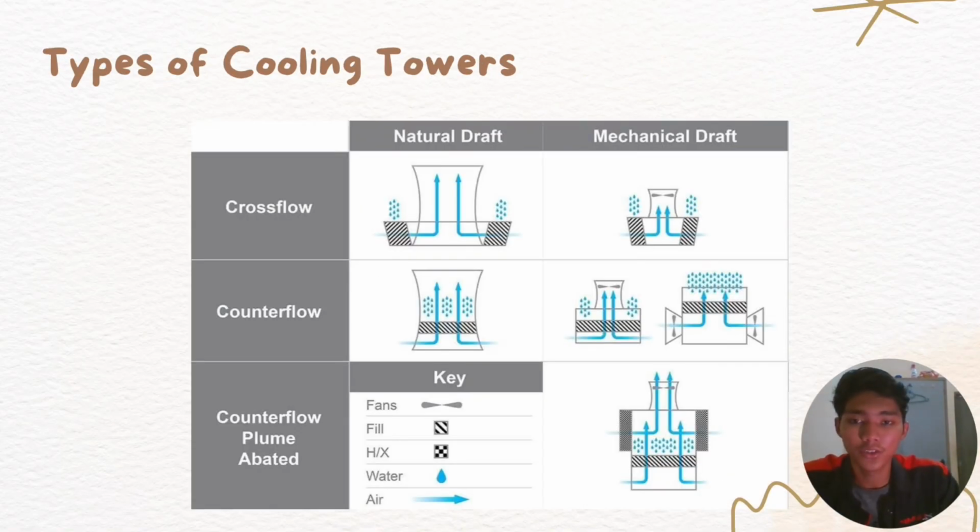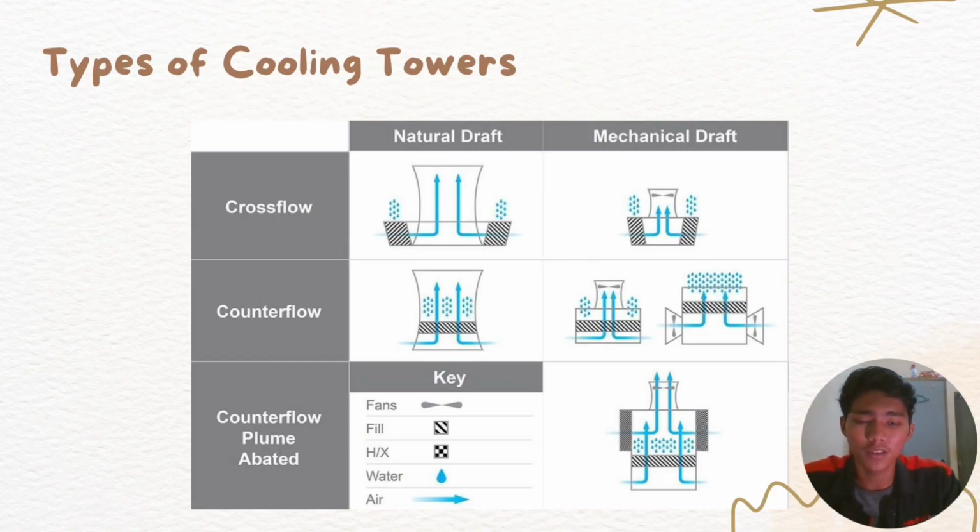So this slide shows type of cooling tower based on airflow and draft method. There are 2 draft types, natural draft and mechanical draft. Natural draft use hot air rising naturally, while mechanical draft use fans. For cross flow, air flows across the water as it falls down. For counterflow, air flows upward opposite to the water flow. Mechanical draft towers are more common because they give better control and efficiency.